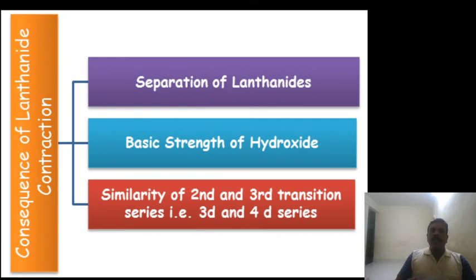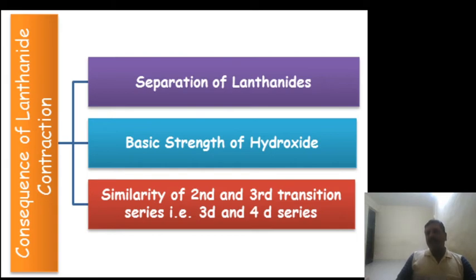Then the consequences of the lanthanide contraction. When we see the lanthanide elements, all the electrons enter only the f orbital, and because of that the atomic size goes on shrinking. That phenomenon is called the lanthanide contraction. Because of the lanthanide contraction, we can see the consequences. The first one is the difficulty in the separation of lanthanide elements, because they have similar size. If the elements have similar size, how can we separate them? So this is the first consequence. There are difficulties in the separation of the lanthanides.